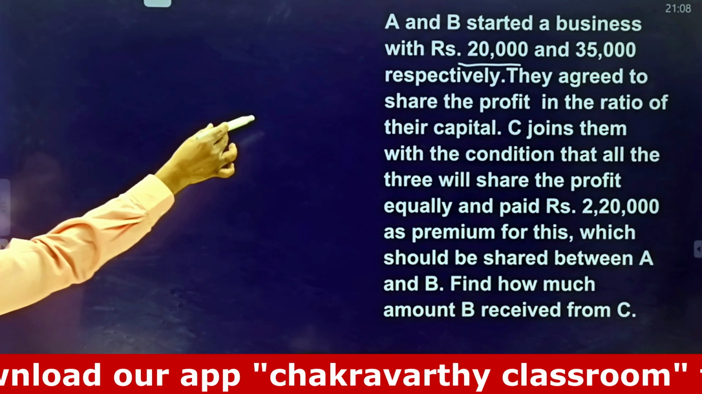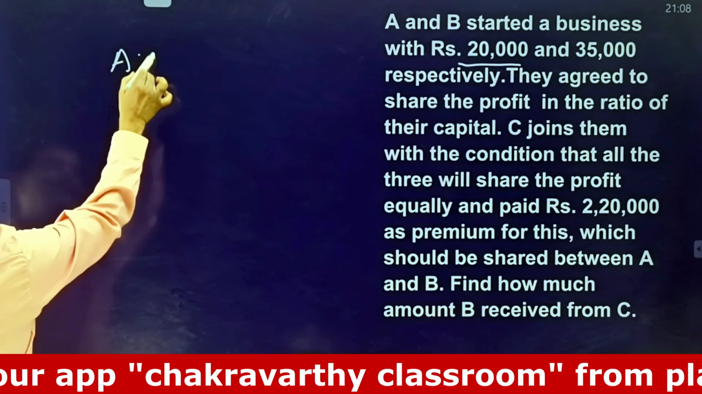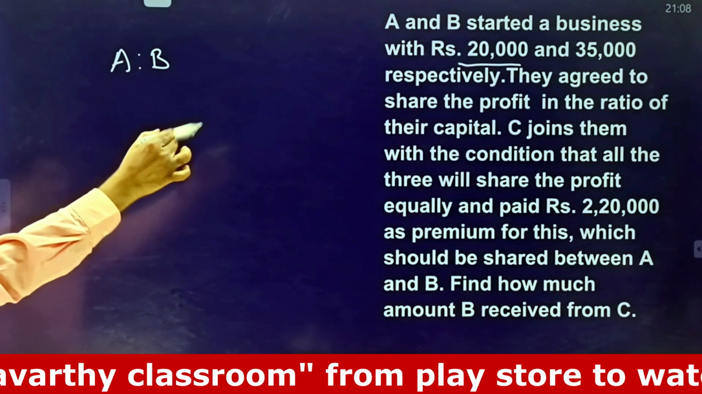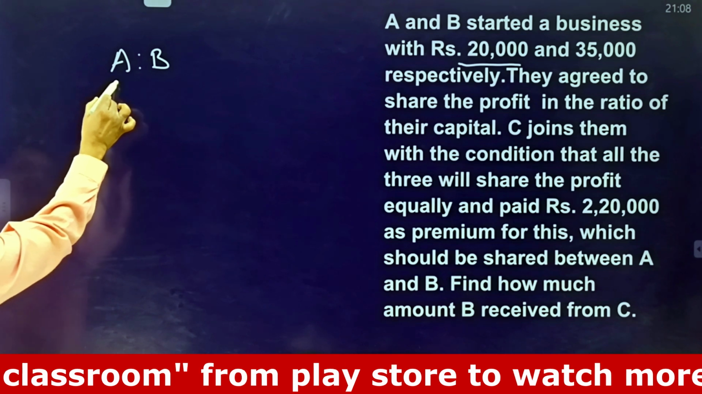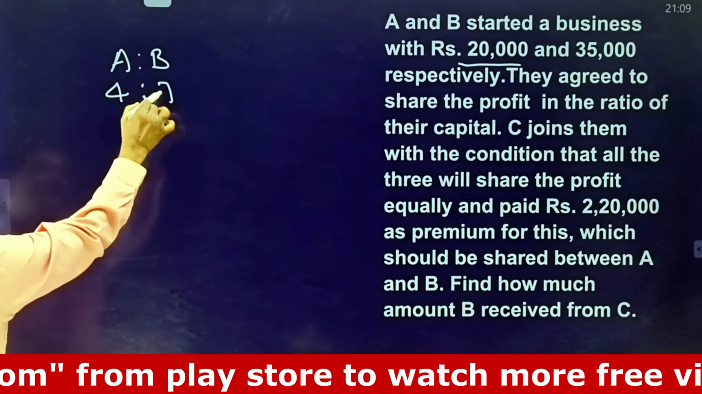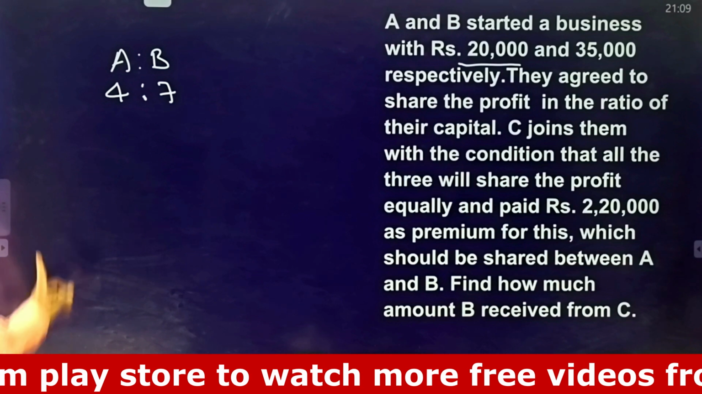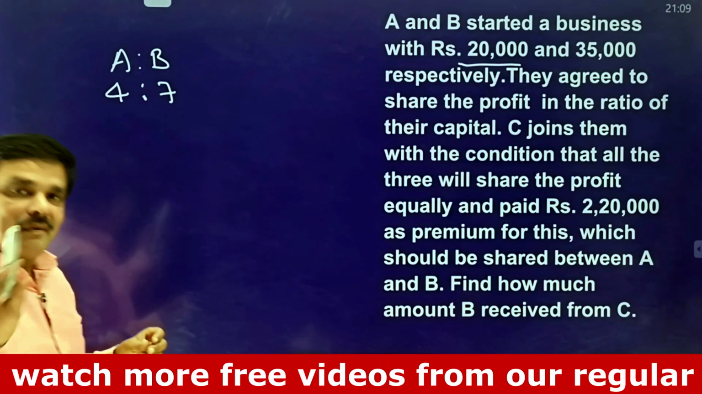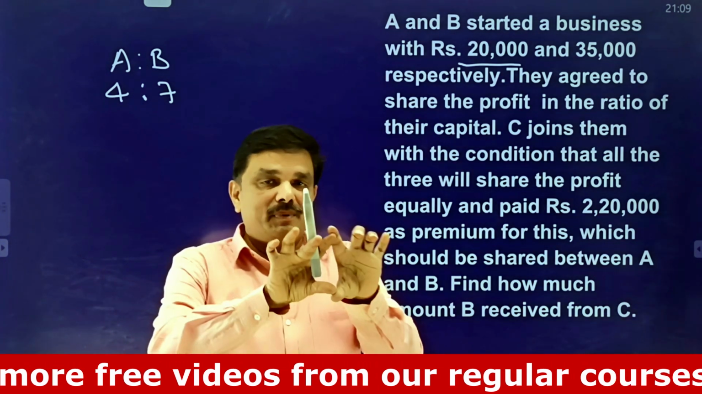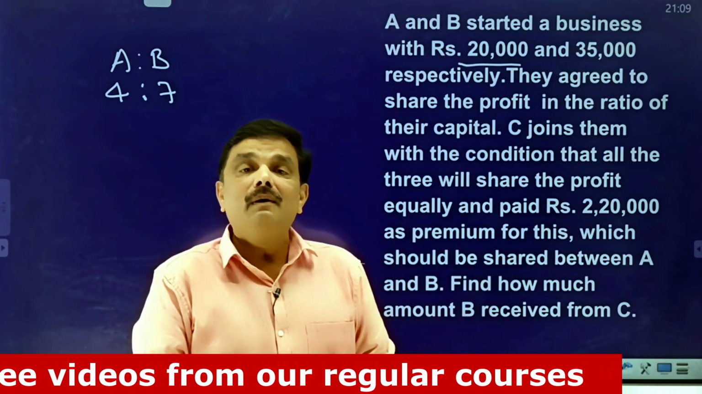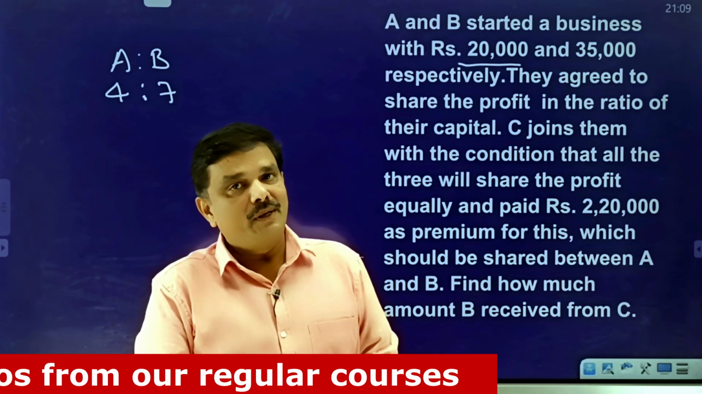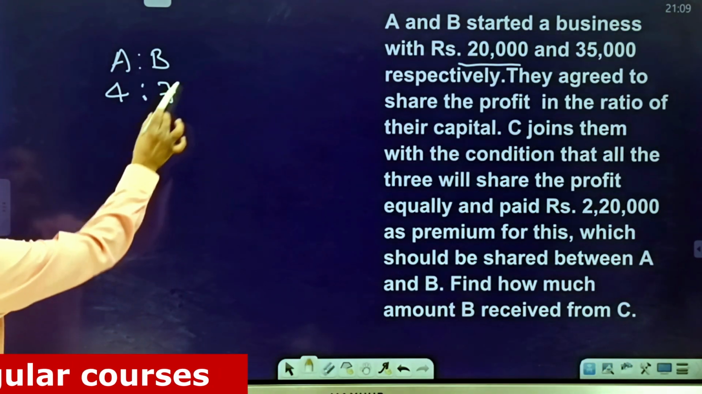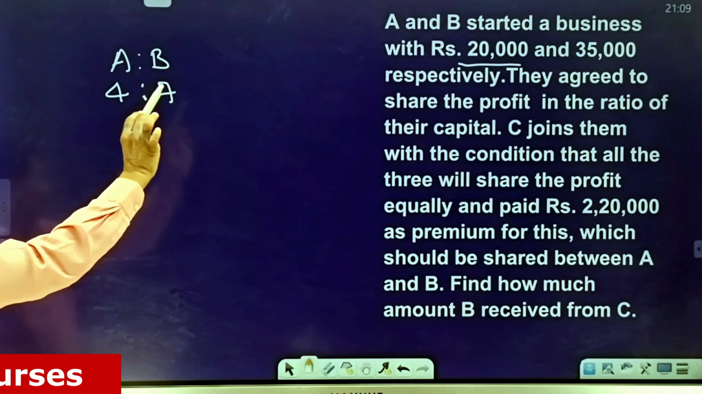Okay, right. So here, what's the investment ratio of A and B? That is 20,000 to 35,000. Take 3 zeros, so 5 fours and 5 sevens. I'm just giving it directly: 4 and 7. This is the investment ratio of A and B. Now C joined by paying 2,20,000, with the condition that at the end of the business period, all 3 must get an equal share in the profit. So the investment ratio must be equalized.